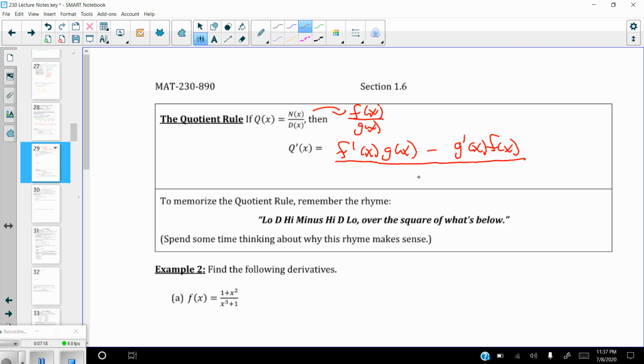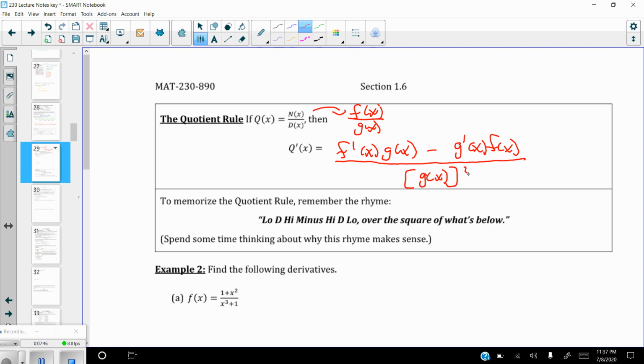So we still have to square the denominator. Now you could do this with the n's and the g's. I'm sorry, the n's and the d's for numerator and denominator. N would just be in the place of f, and d would be in the place of the g function. Identical, it doesn't matter. So there's a little rhyme that's down here, low d high minus high d low over the square of what's below.